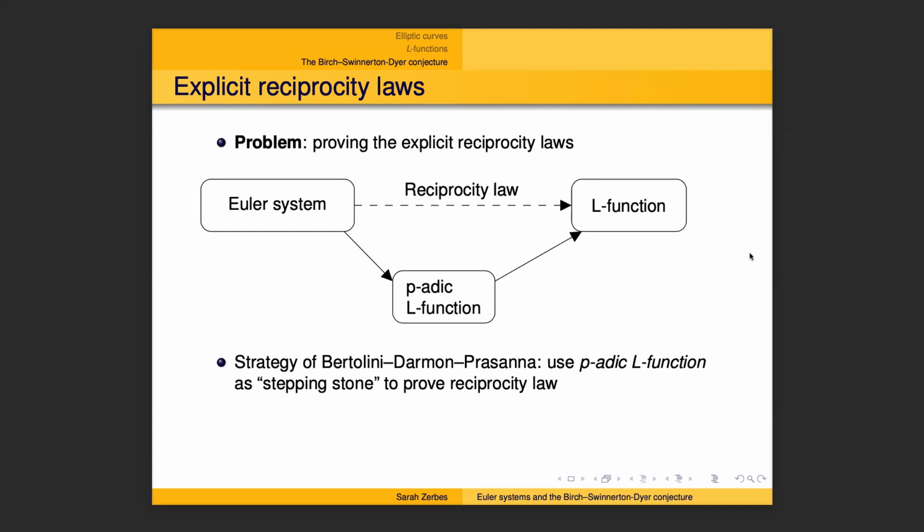In none of the other cases where we could construct Euler systems could we even carry out the first step, namely the construction of the p-adic L-function, let alone prove an explicit reciprocity law. And we were in a frustrating situation. We had all these new Euler systems, and we couldn't show that a single one of them was non-zero.